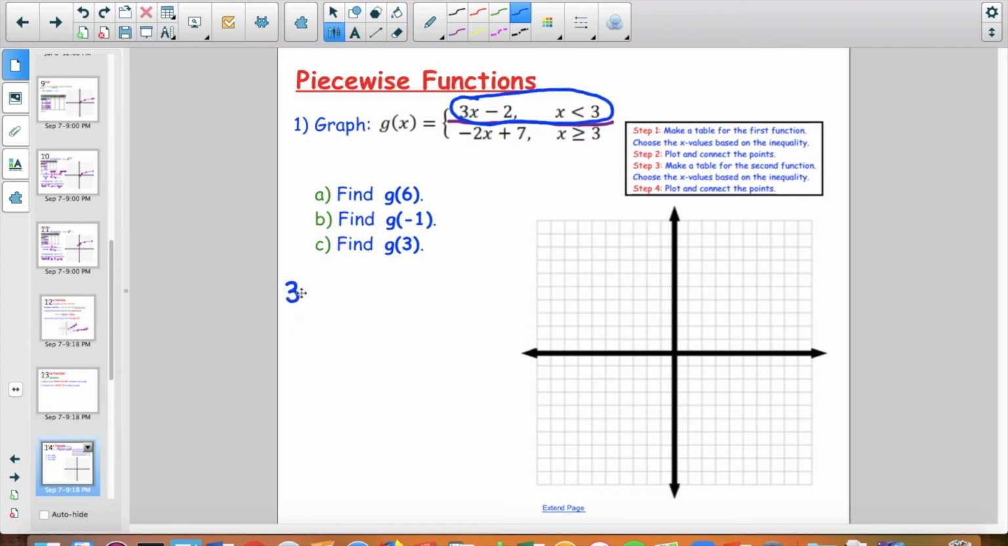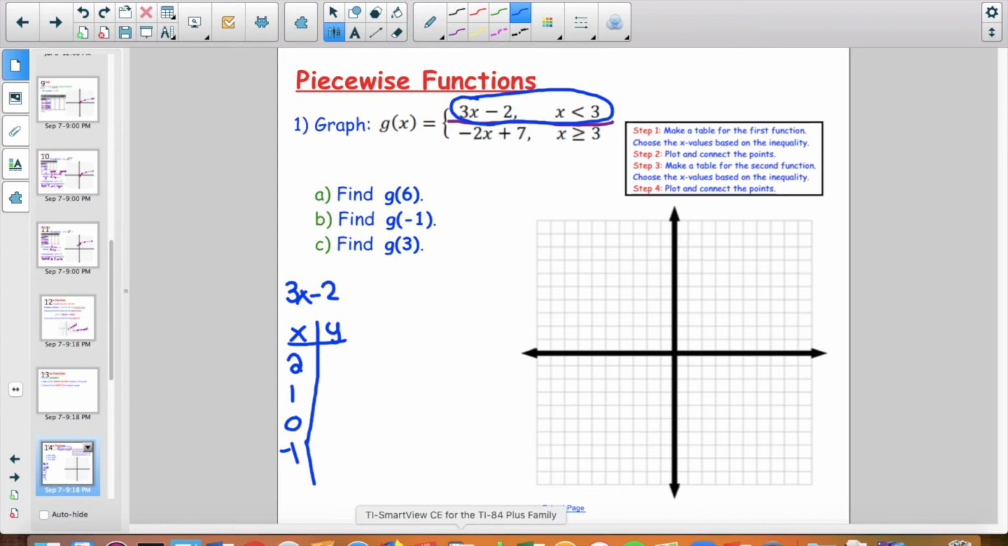So we're going to write 3x minus 2. We're going to get some values for x. Now, we need values where x is less than 3. Okay, 2 is less than 3. 1 is less than 3. 0 is less than 3. Negative 1 is less than 3. All of these values are less than 3. Notice I didn't include 3 because it didn't say less than or equal to.